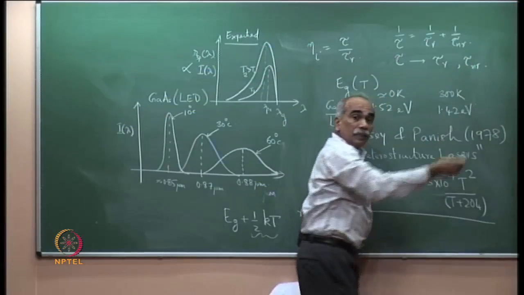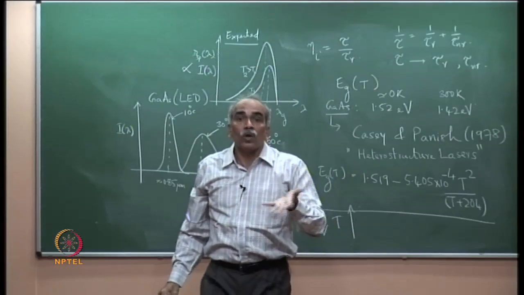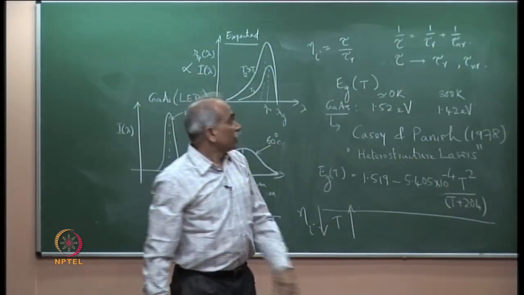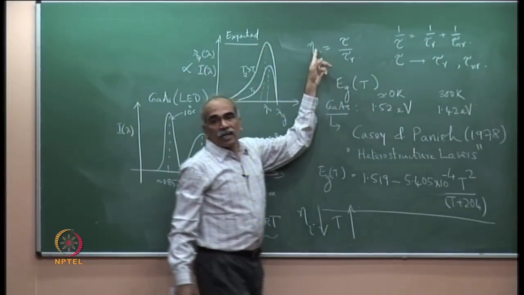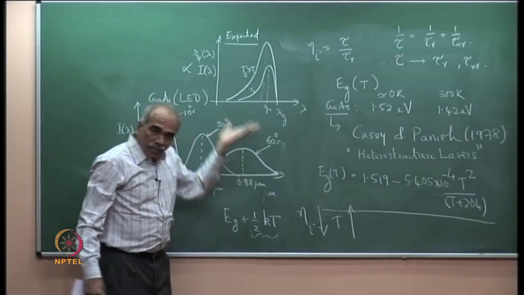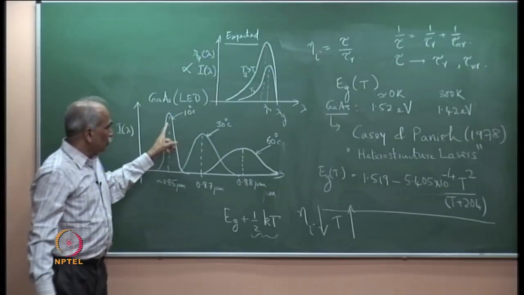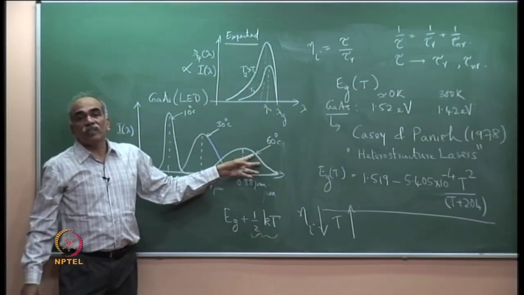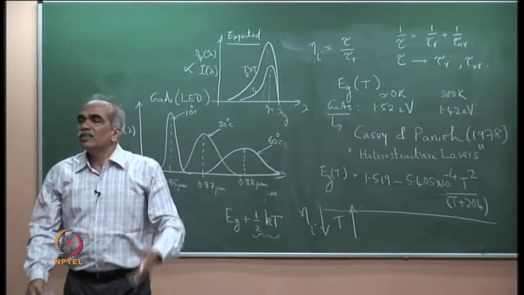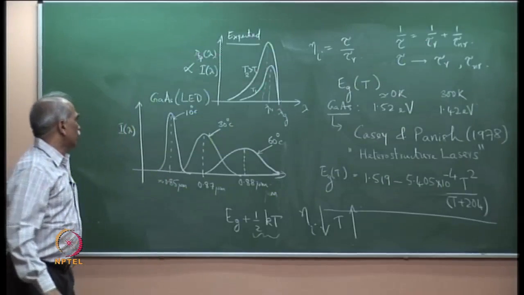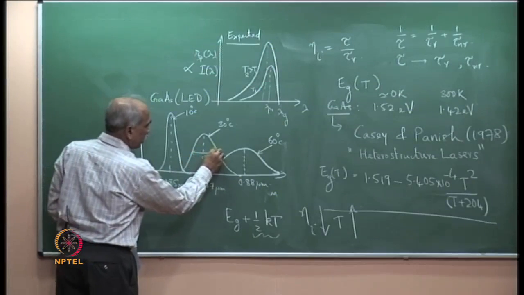Why tau nr decreases rapidly? There are non-radiative transitions which increase rapidly as temperature increases because phonons are in much larger number. And therefore, this decreases, leading to a decrease in this, and therefore eta I decreases. And therefore, the generated photons go down with the increase in temperature. And therefore, you have this decreasing. We have not taken care of the dependence of eta I on the intensity in our earlier derivation.